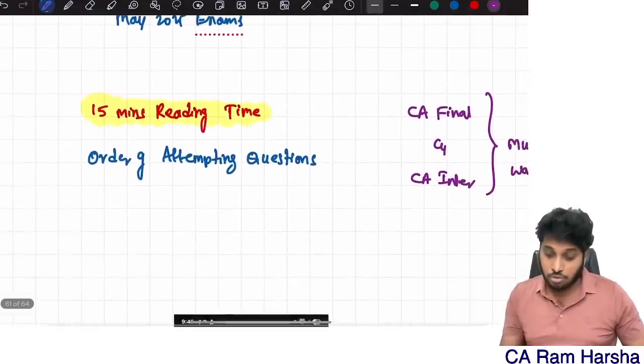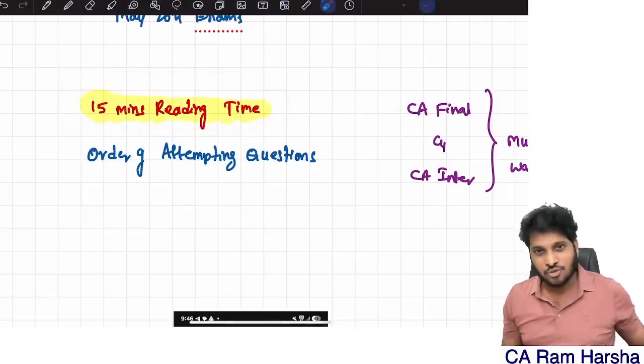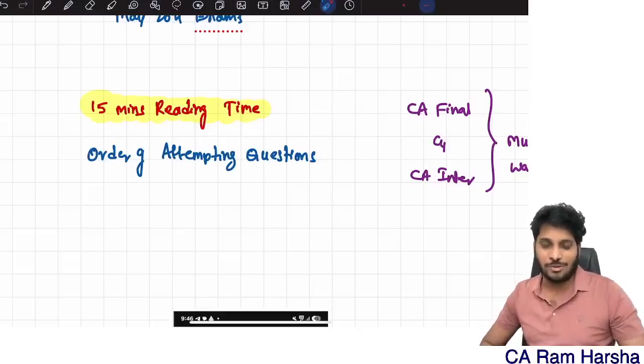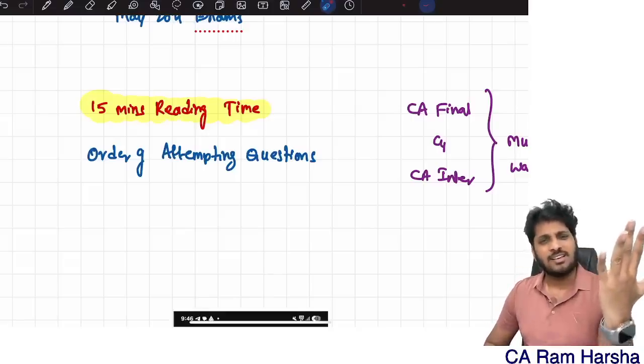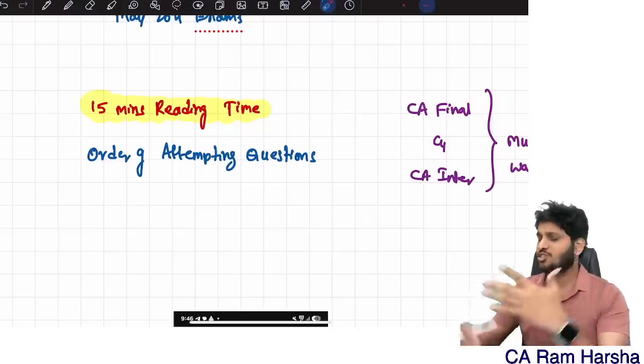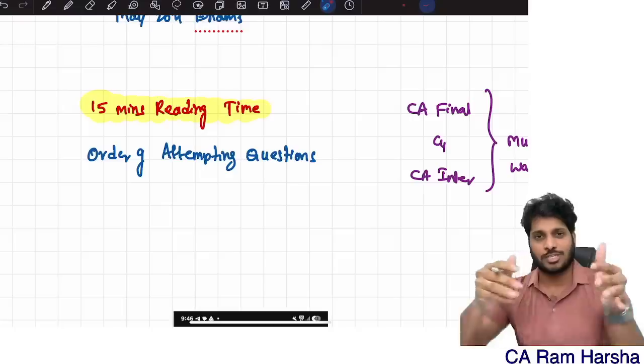Then coming to the most important issue, how to use the 15 minutes reading time. Our students are so fast. Our students are so smart. Final and inter students, what they do in 15 minutes, I think 30 seconds is what they spend on each and every page. They just open, they just briefly see the entire question, go to the next question, go to the next question, go to the next question.